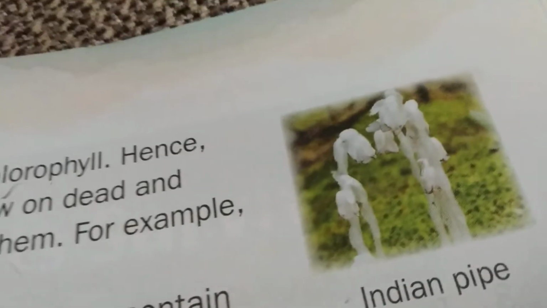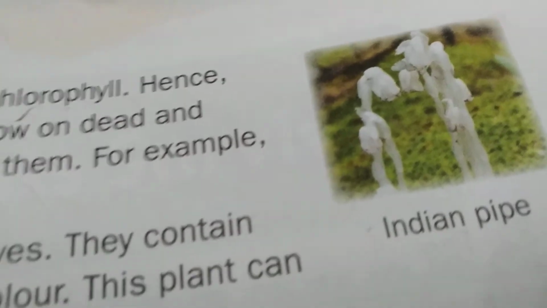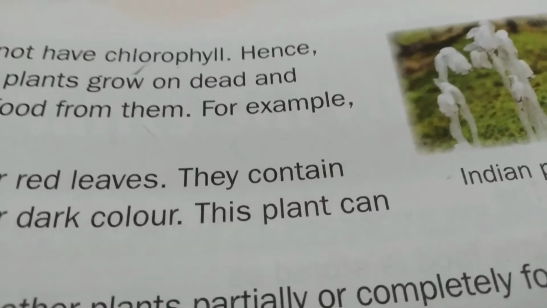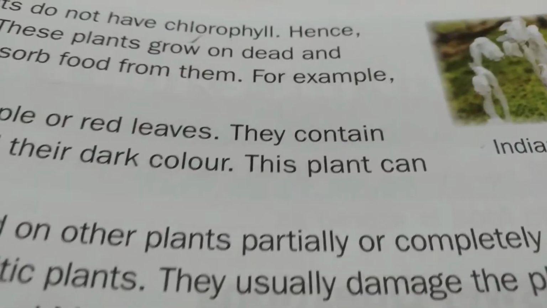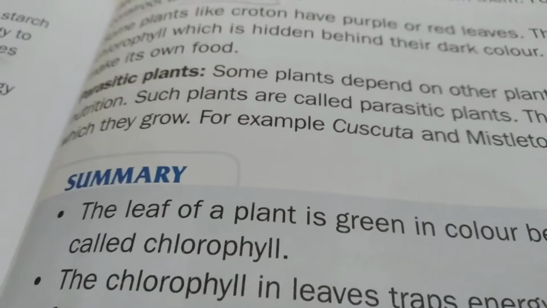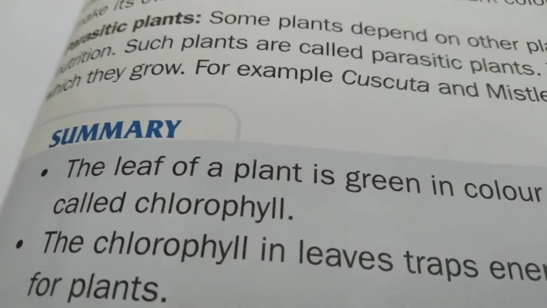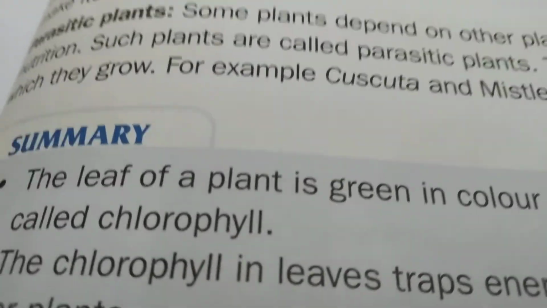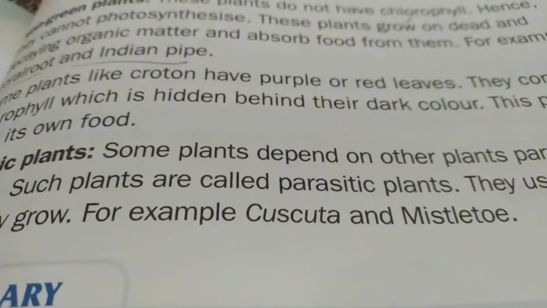Understood, children? These plants grow on dead and decaying organic matter. That means in forests, a tiger will eat some animals and the remains will be left like that only. It will be buried in nature itself, buried into the soil, through that dead and decaying matter. We will have plants on that. Understood, children? Through that only we get plants. Those plants are called non-green plants.